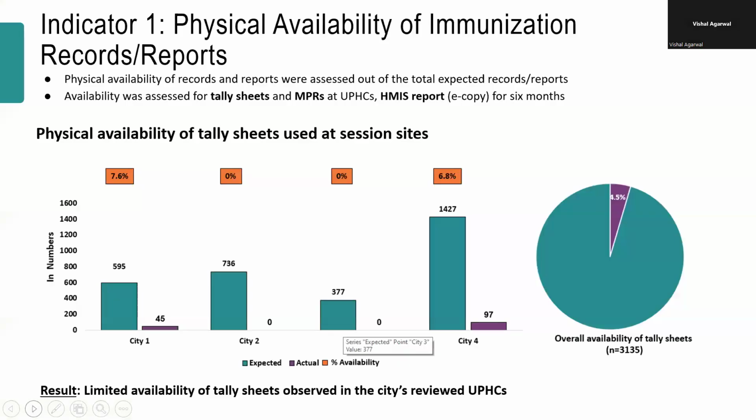So coming to the findings of the data quality assessment, I will not go into the details. For these findings, you can see that this is the availability of tally sheets. We have conducted this data quality assessment in 4 cities, and overall only 5% of tally sheets were found available. So you can imagine, out of approximately 3,000 sessions conducted in 6 months, only 5% of tally sheets were found available during the review. Next slide, please.